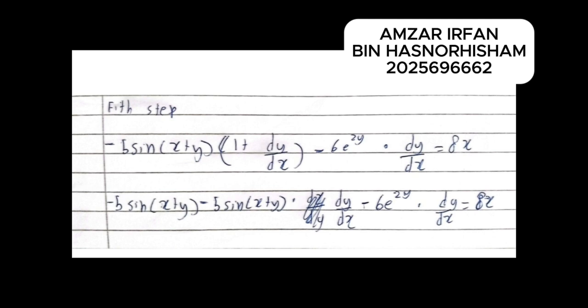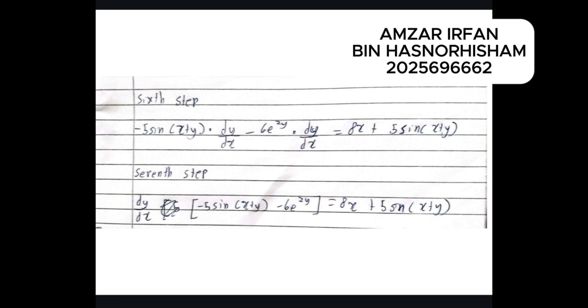Now we write out the full differentiated equation. Expanding the bracket, we get negative 5 sin(x + y) minus 5 sin(x + y) times dy/dx minus 6e^(2y) times dy/dx equals 8x. We then move all terms containing dy/dx to one side and everything else to the other. After factoring dy/dx out of both terms on the left, we get dy/dx times (negative 5 sin(x + y) minus 6e^(2y)) equals 8x plus 5 sin(x + y).